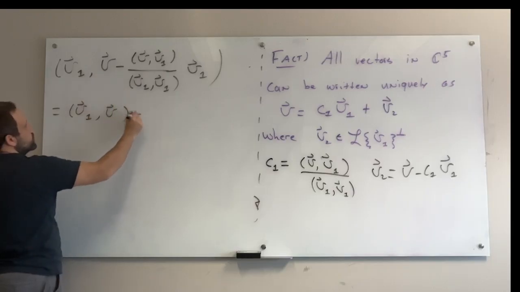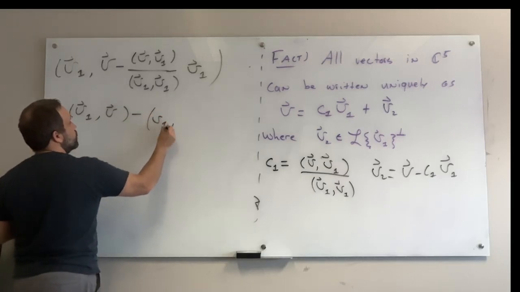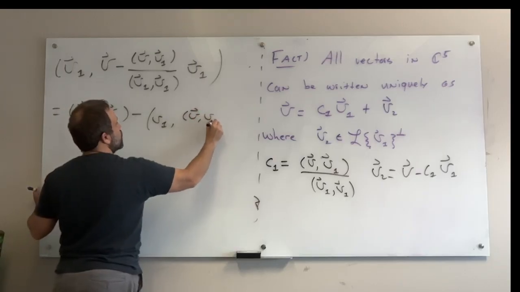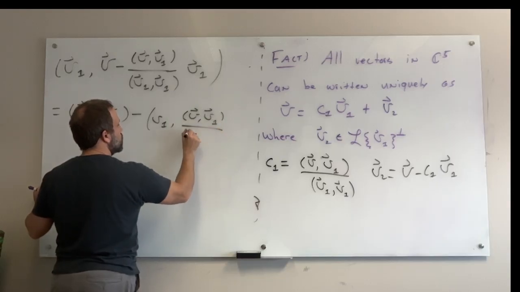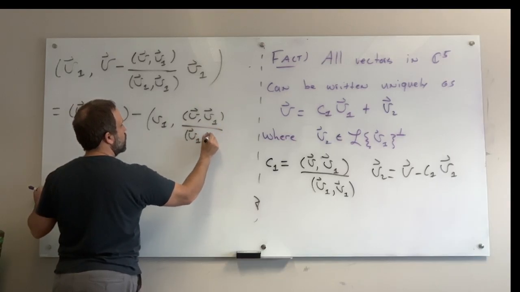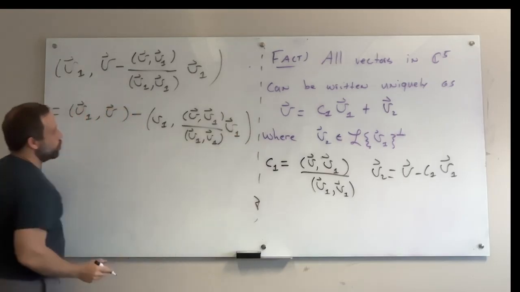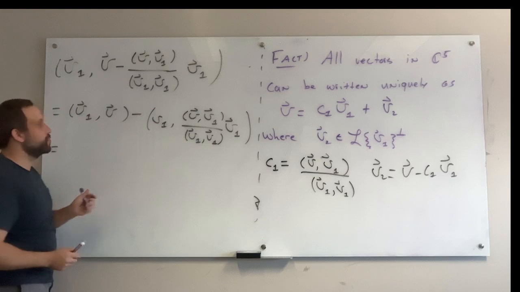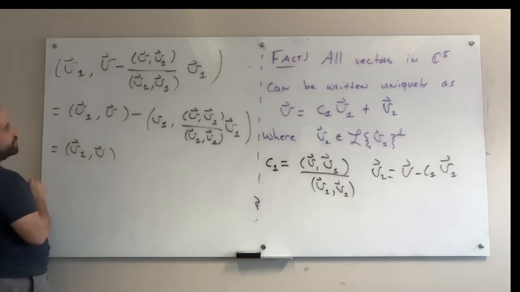So let me just do this in two steps. So it's going to be this minus V1, and then we're going to have the inner product of V, V1 over the inner product of V1, V1, times V1. Now I want to pull this scalar out, but when I pull it out, I have to put a complex conjugate. So now we're going to get the inner product of V1, V.